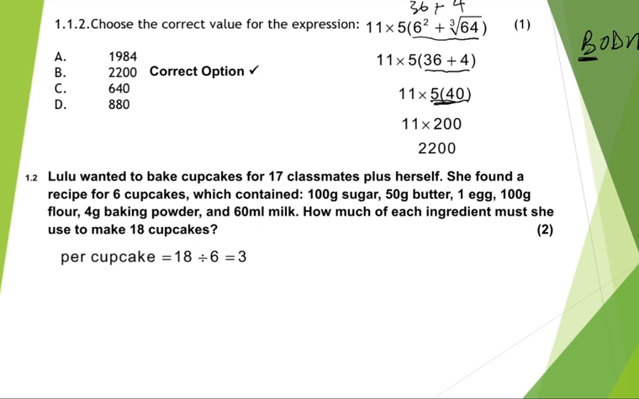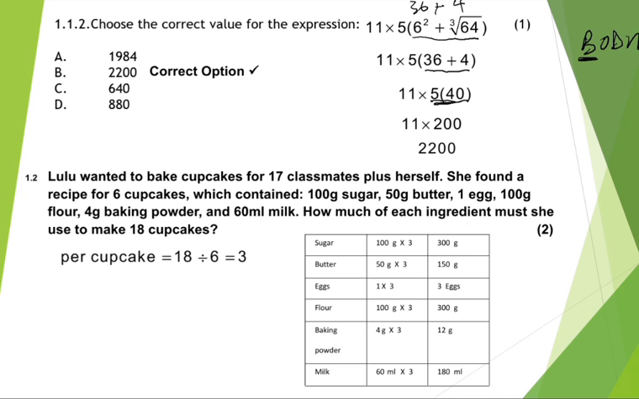Let's find the cupcakes. It's going to be 18 divided by 6, which is 3. So let's look at the ingredients now. For sugar, it's going to be 100 grams times 3, which is 300. Butter, 500 grams times 3, which is 1500. 1 egg times 3, 3 eggs. 100 grams of flour times 3, 300 grams. Baking powder, 4 grams times 3, 12 grams. Then milk, 60 ml times 3, which is 180 milliliters.